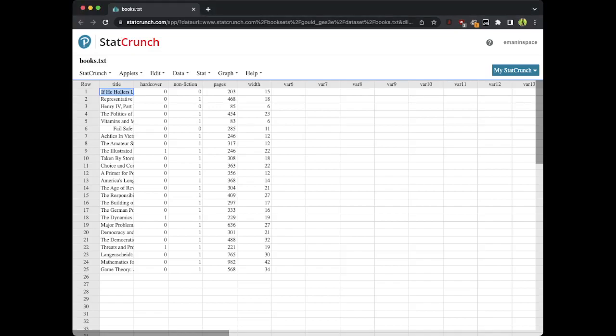It's a database of books. You can see you have the title of the book, whether it is a hardcover. 0 means it is not a hardcover. 1 means that it is a hardcover. Is it nonfiction? 0 means it's not nonfiction. 1 means that it is nonfiction. How many pages there are, and what the width of the book is. Okay, so let me go back to OneNote.